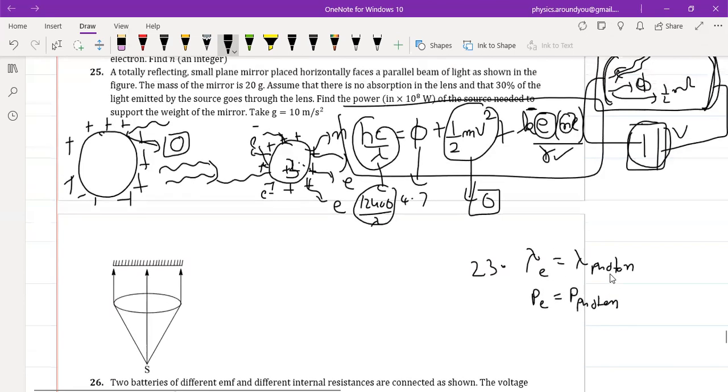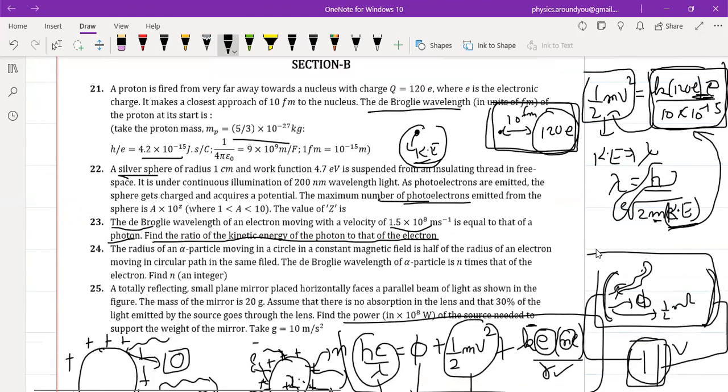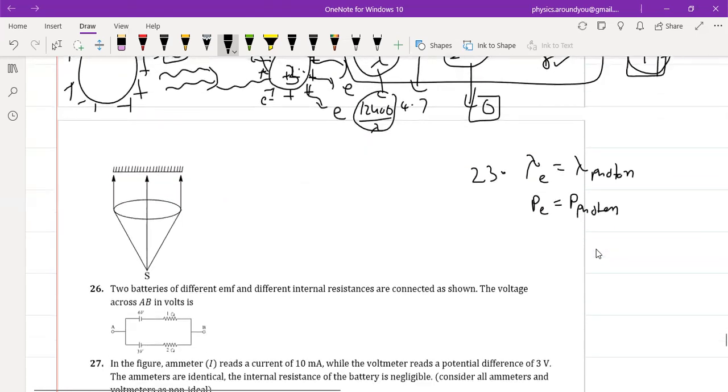Then they are asking the ratio of kinetic energy of the photon to kinetic energy of the electron. Energy of the photon is always given by Pc, whereas energy of the electron is given by P square by 2m.